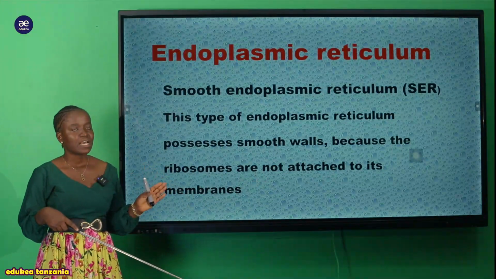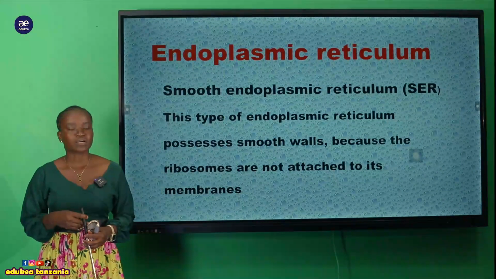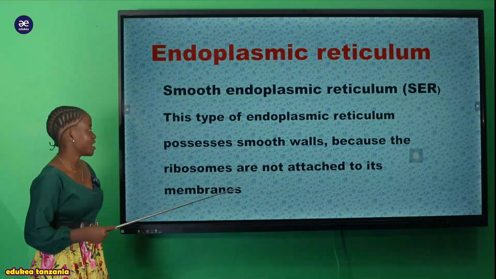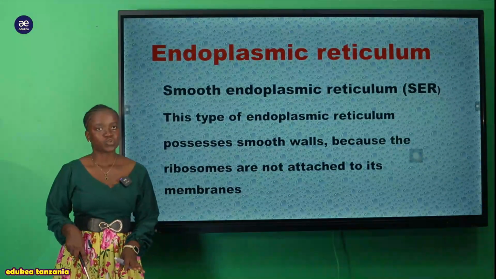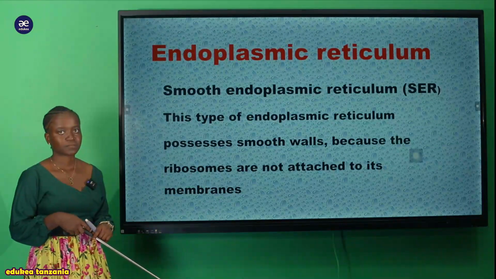They are not attached to the structure of the endoplasmic reticulum. That's why we can call it smooth. Why is it smooth? Because the ribosomes are not attached to its surface or to its membrane.